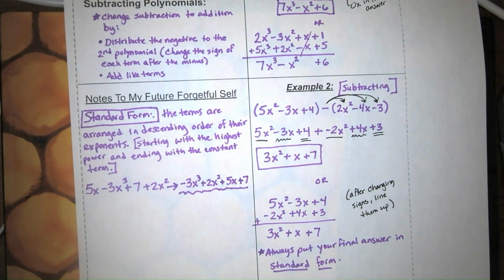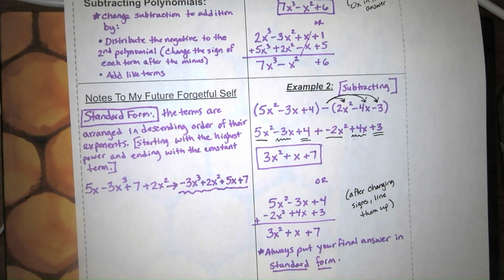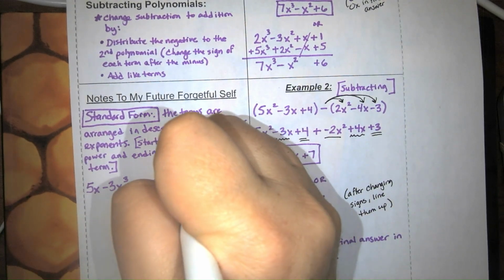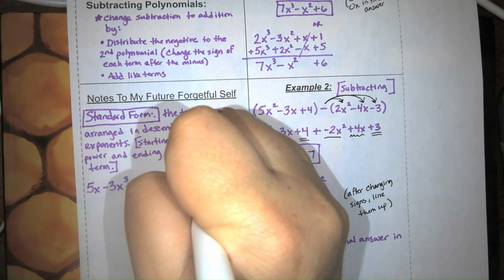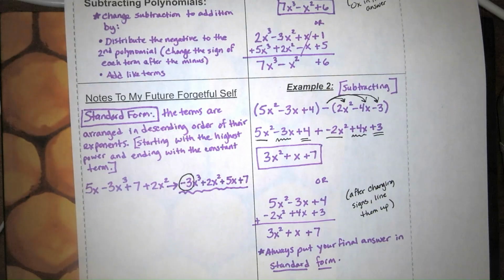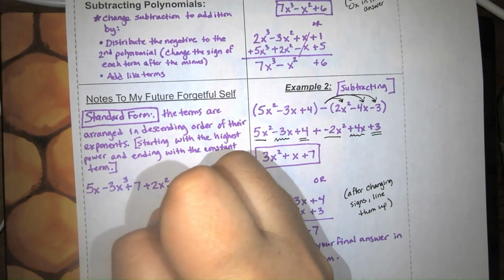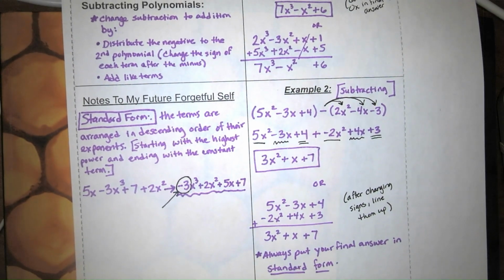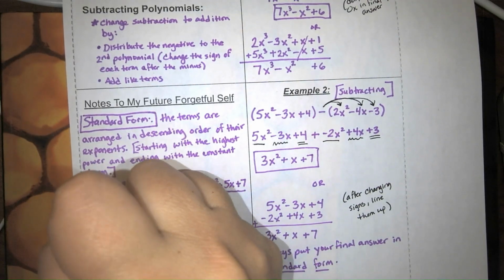And one important part to know about that, because this is going to start coming up, is that this coefficient in the front, this is one of the reasons why it's important to put it in standard form. We call that the leading coefficient, because it's the leader.